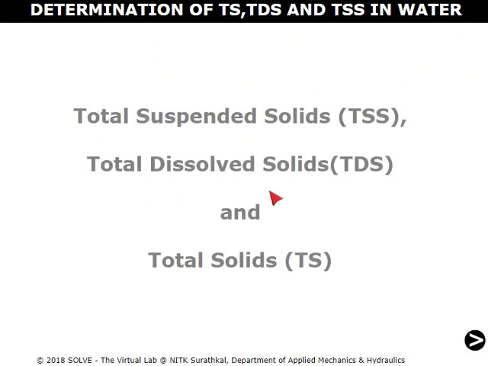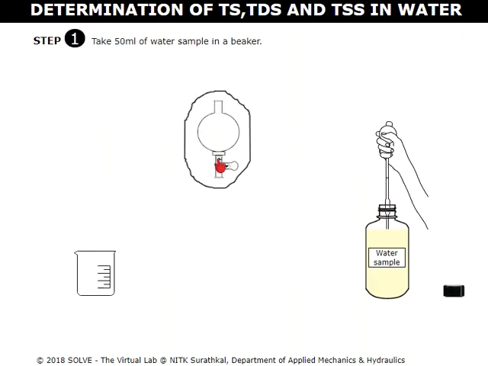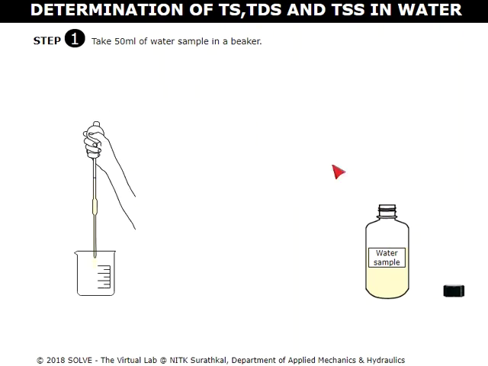Let us determine total suspended solids, total dissolved solids, and total solids. Click here to open the bottle. Click on the pipette. Now click here to collect the 50 ml sample and click here in the pipette to release the sample into the beaker. Close the lid.